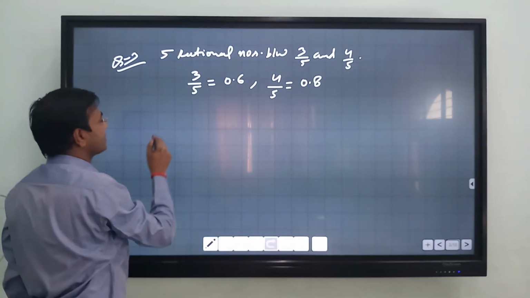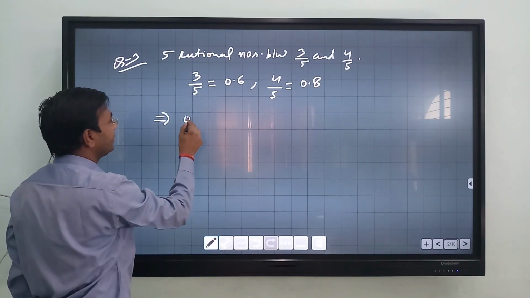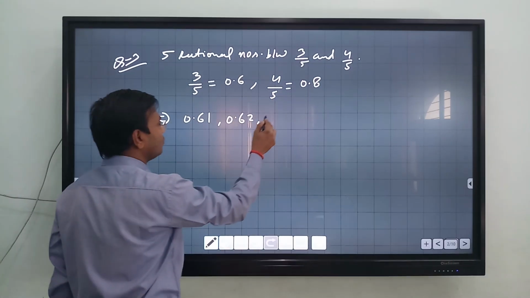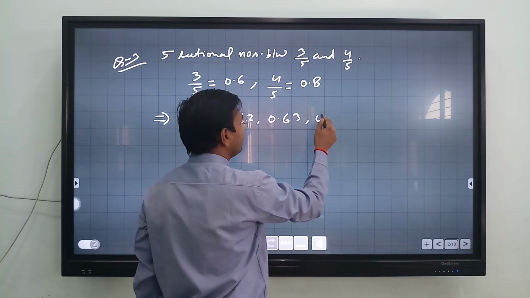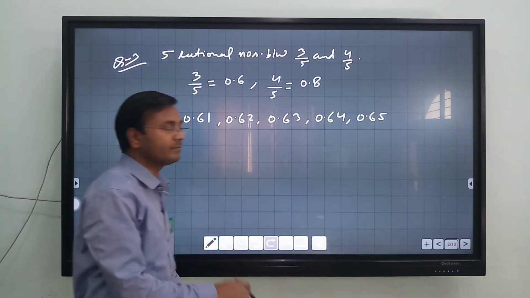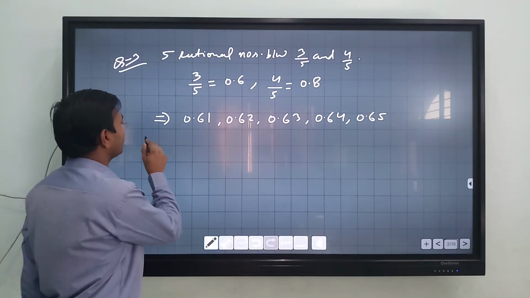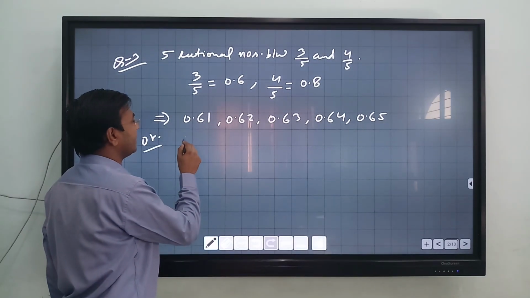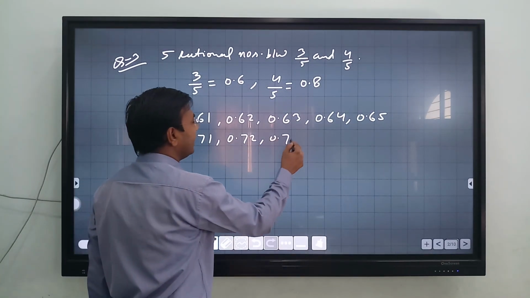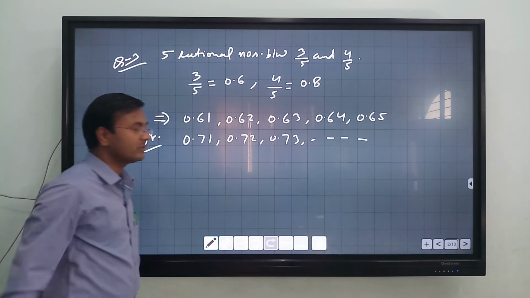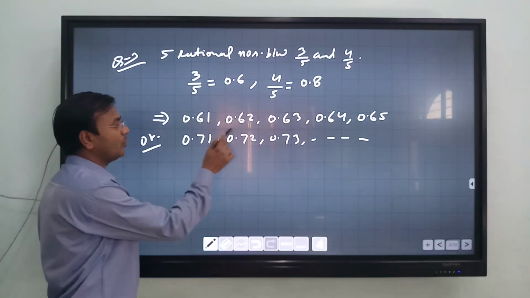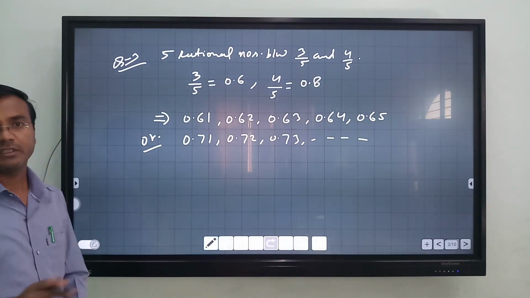So the 5 rational numbers can be written as 0.61, 0.62, 0.63, 0.64 and 0.65. Or, as an alternate solution, I am writing 0.71, 0.72, 0.73 and so on. Okay, you can even change 0.7 to a number having 3 places of decimal.